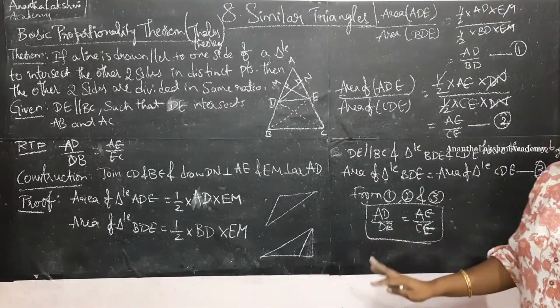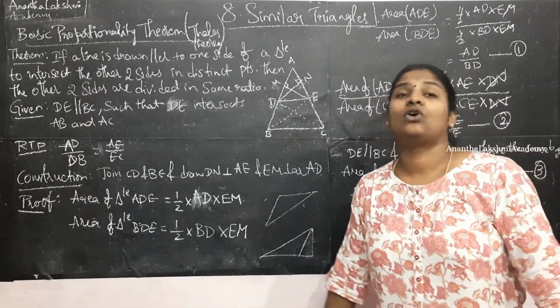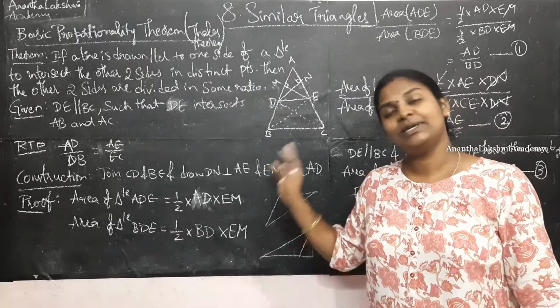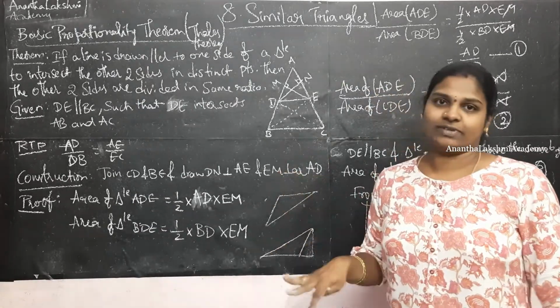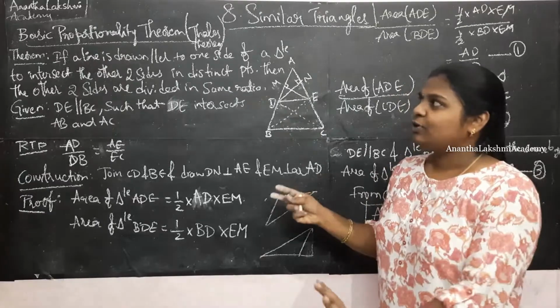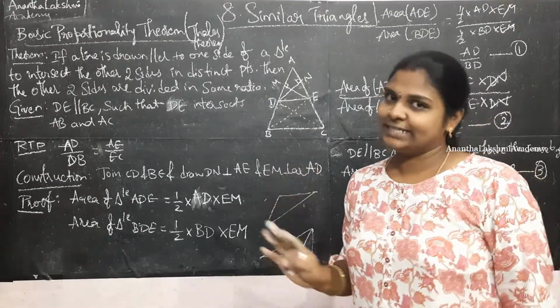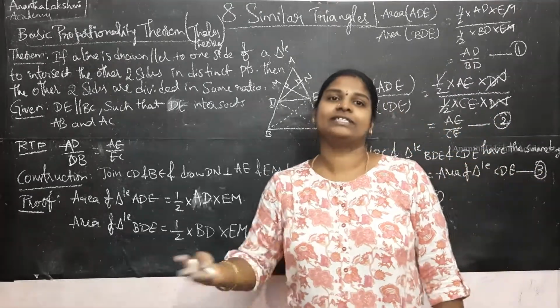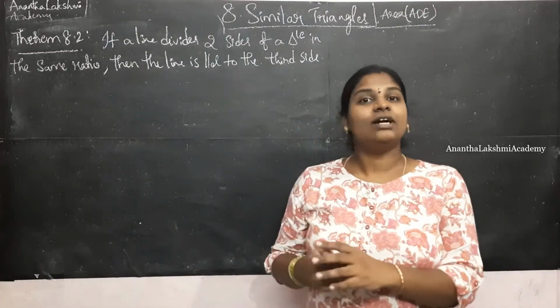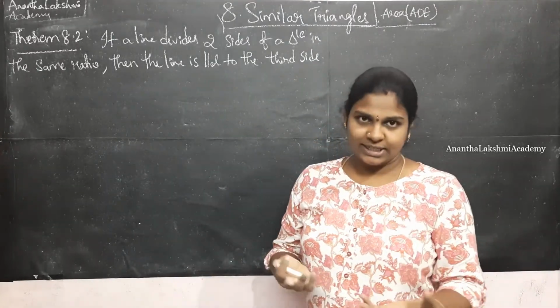So this is one of the very important theorems, and all the exercise 8.1 problems are based on this theorem and its converse. Okay, so that is about the basic proportionality theorem or Thales theorem. So let's jump into its converse theorem. We are going to deal with the converse of the basic proportionality theorem.